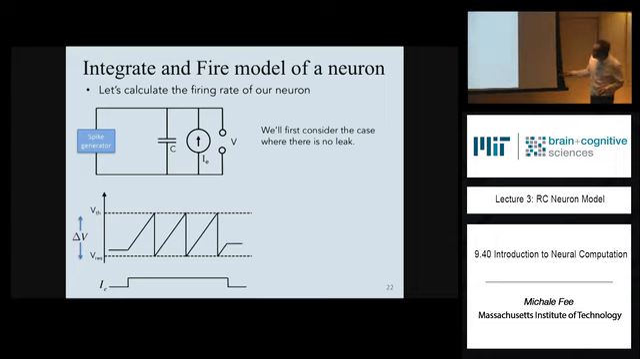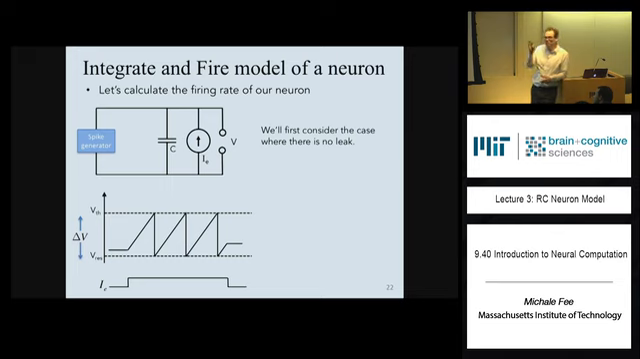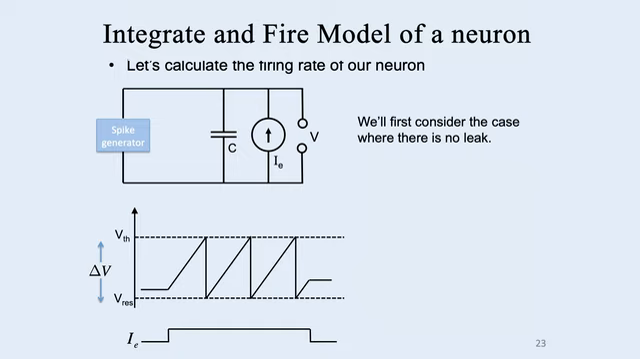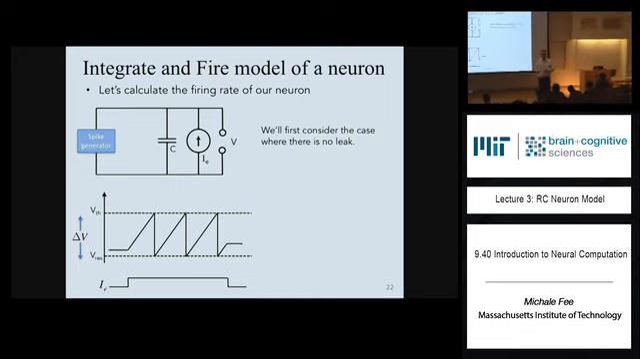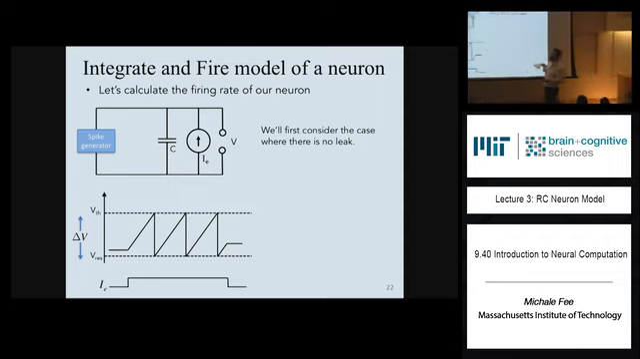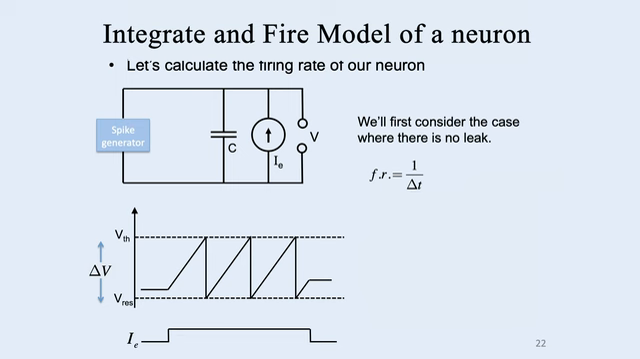So we inject a constant current into our cell, and now our cell is going to generate spikes, action potentials, at regular intervals. The interval between those spikes is going to be controlled by how long it takes that capacitor to charge up from the reset voltage to the threshold. So we can very simply calculate the firing rate of this neuron as a function of how much current we inject into the cell. The firing rate is just 1 over that interval between the spikes.